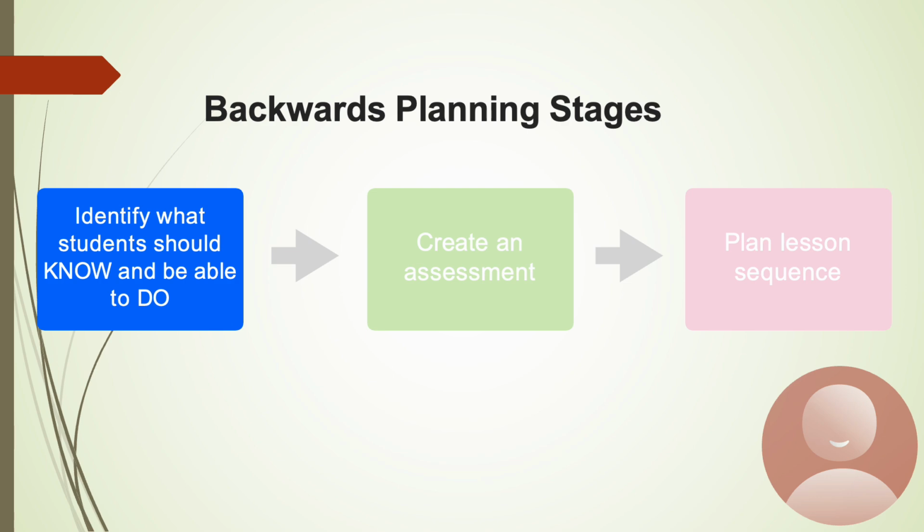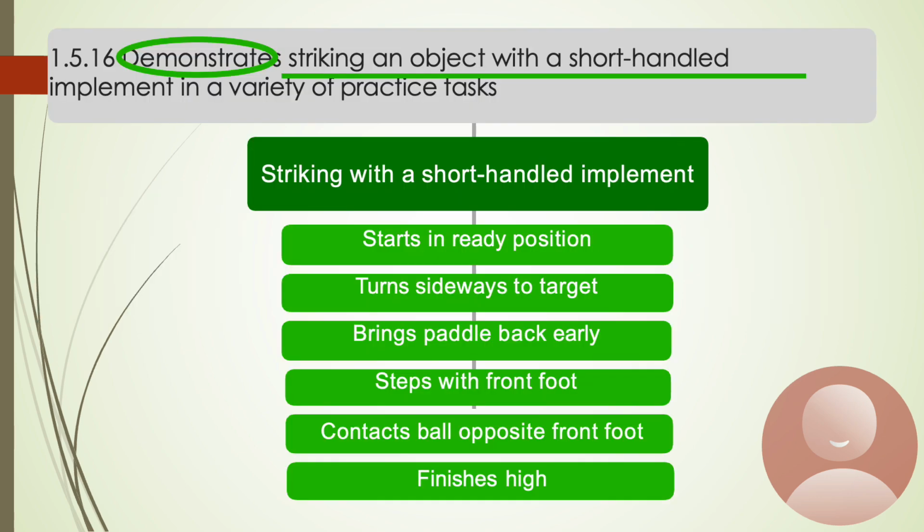And we're going to go over some examples here. So, this is for elementary, okay? And we are going to look at standard 1. By the end of 5th grade, I would want our students to be able to demonstrate striking an object with a short-handled implement in a variety of practice tasks.